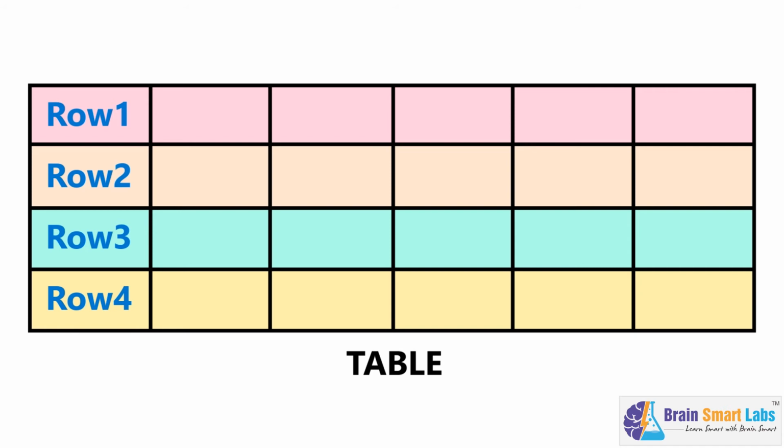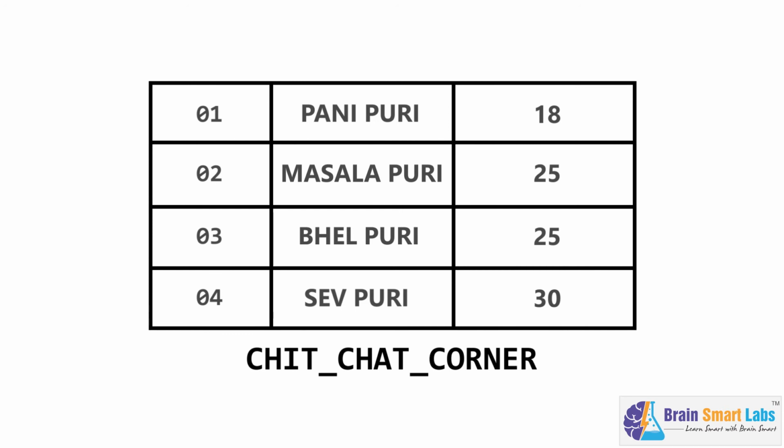Like this, a table in SQL can contain n number of rows, where each row represents data pertaining to that record in all fields. For example, in our table chitchat corner, the first row contains the record pertaining to Pani Puri, the second row contains the record pertaining to Masala Puri, the third row contains the record pertaining to Bel Puri, and the fourth row contains the record pertaining to Sev Puri.